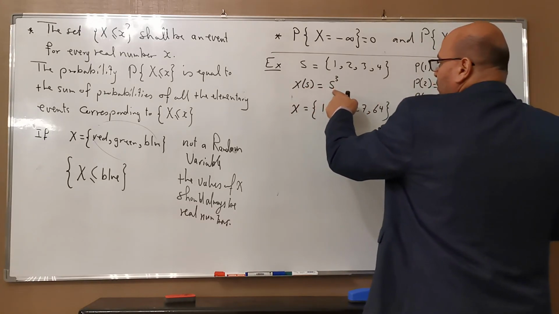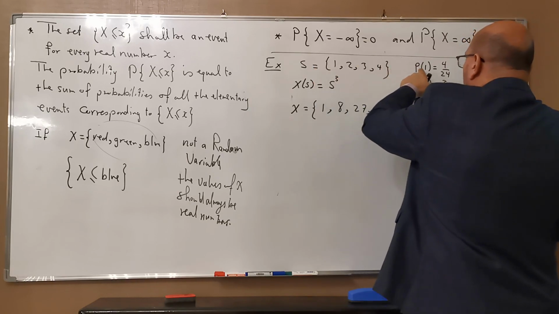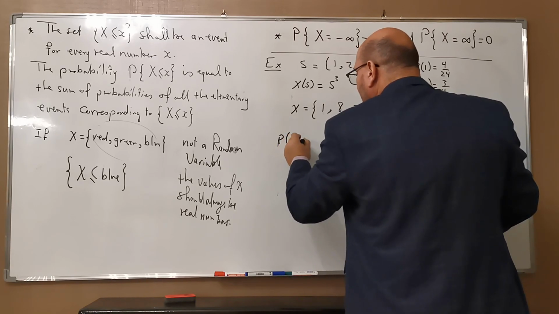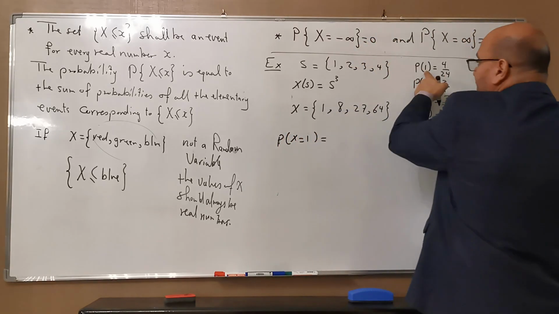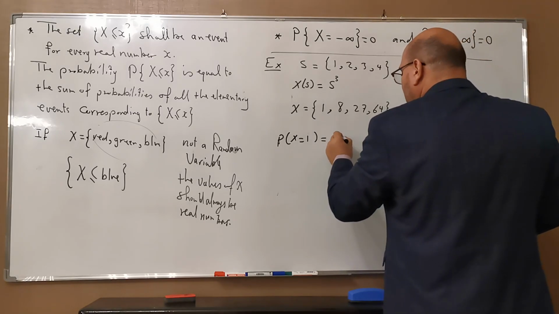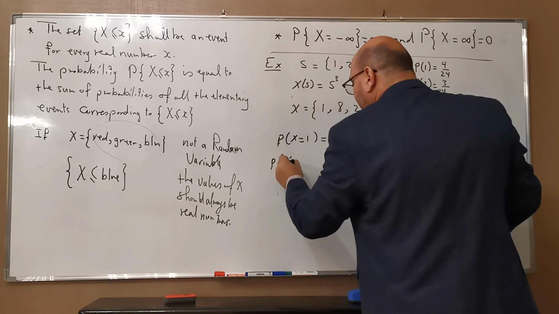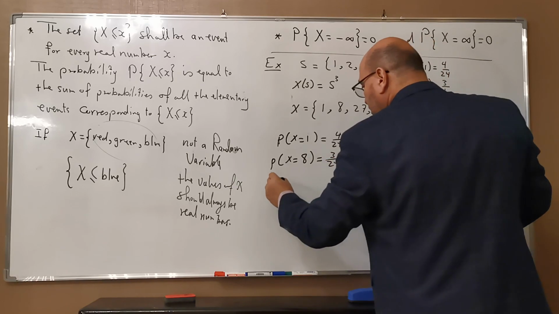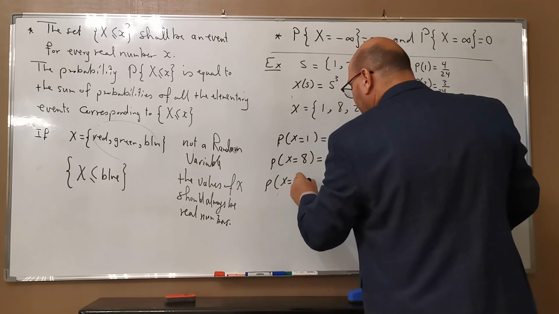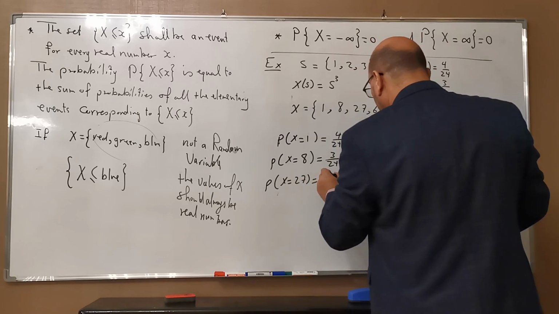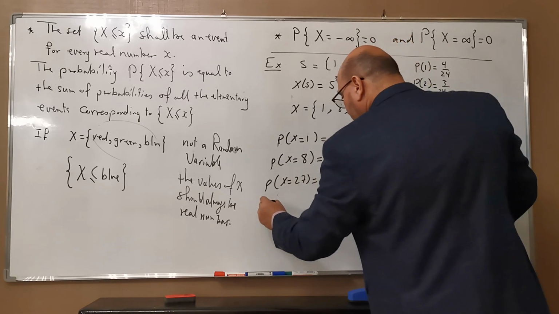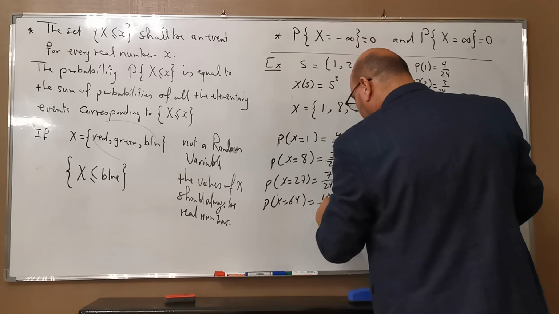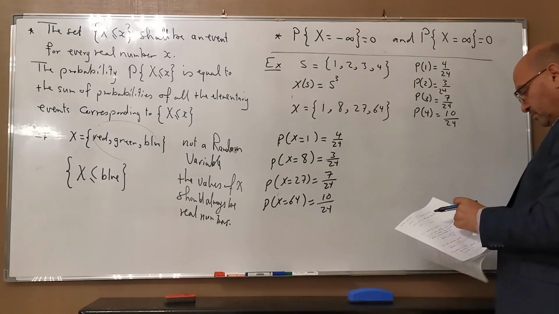Now, when you map x through s cubed, you also map the probabilities to the corresponding values. So the probability of x equals 1 is the same as the probability of s equals 1, which is 4 over 24. Probability of x equals 8 is 3 over 24. Probability of x equals 27 is 7 over 24. And the last one, probability of x equals 64, is 10 over 24.